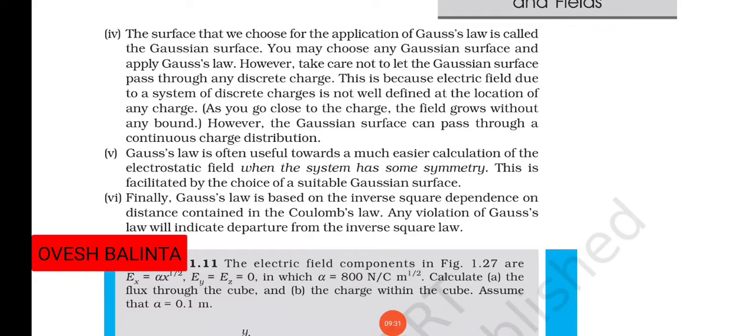in Coulomb's law. So here we have written the flux phi is equal to E dA, but E is equal to what? E is equal to Q upon 4 pi epsilon 0 R square. But see, if it is due to that phenomenon, what will happen? It will be inversely proportional to the square of distance. So any violation of Gauss's law will indicate a departure from the inverse square law.